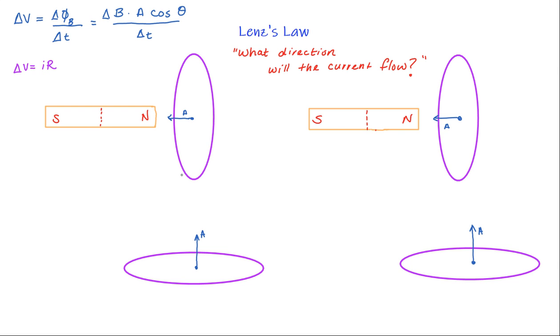So I have a loop of wire, and I have it in 2 different situations here, and then I also have a different perspective drawing. So here we're looking at it kind of from the side, here we're looking at it kind of from the top. This is the same loop. I'm just doing it so that we can see different perspectives.